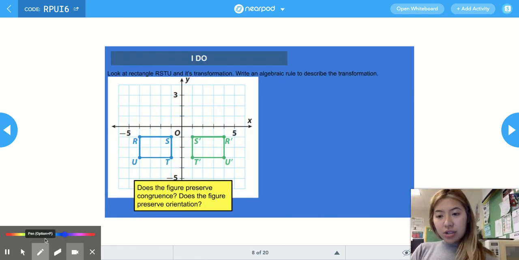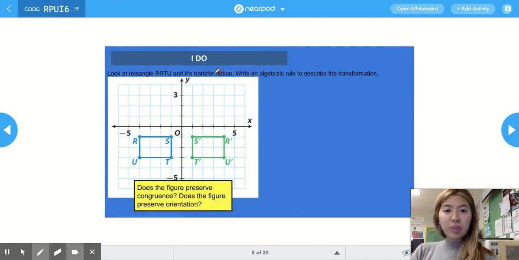For this first I do, the problem reads, look at rectangle RSTU and its transformation. Write an algebraic rule to describe the transformation. So the first thing that I'm going to do is to identify the pre-image. The pre-image is going to be this blue rectangle because as you can see, there's no little comma next to the letters. And I see that it's reflected because it's the same unit away from this y-axis. So it's reflected across the y-axis.